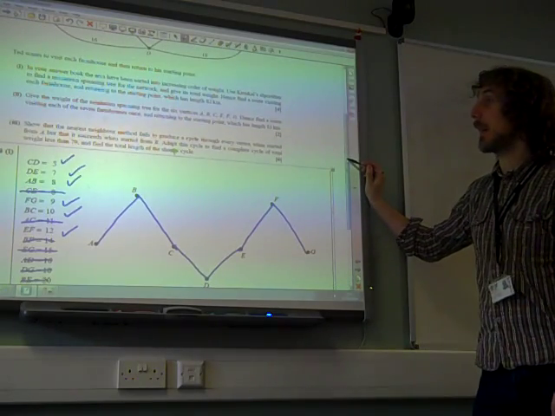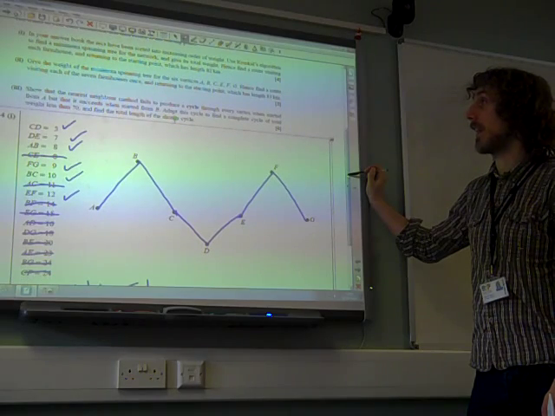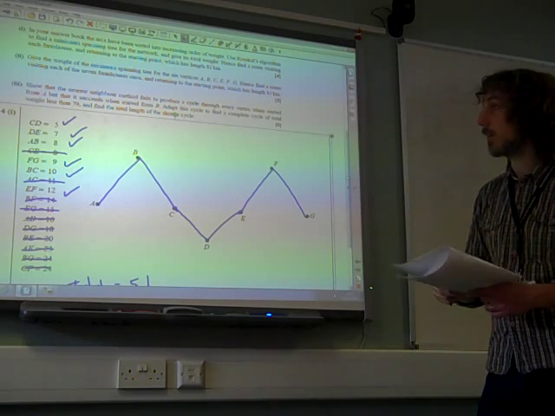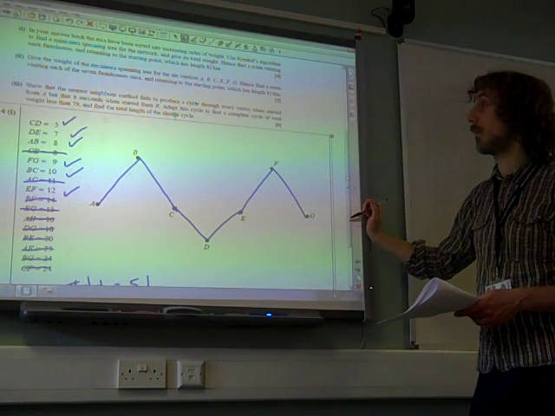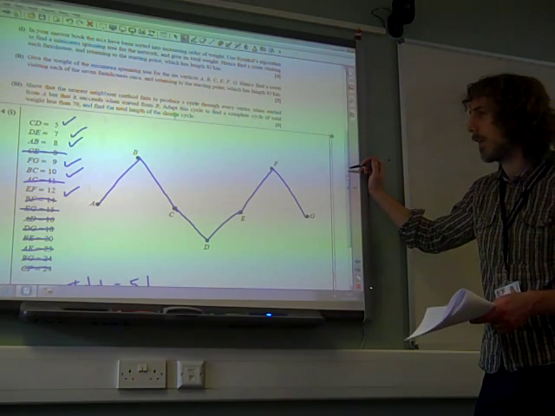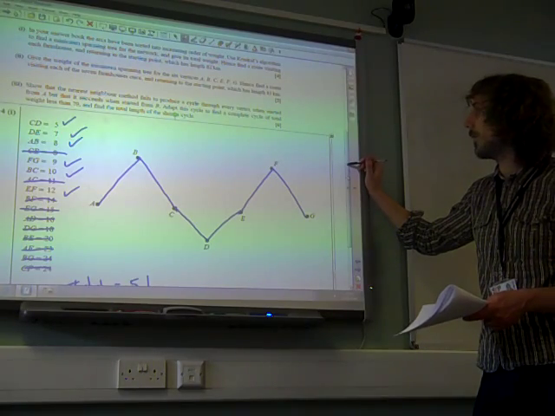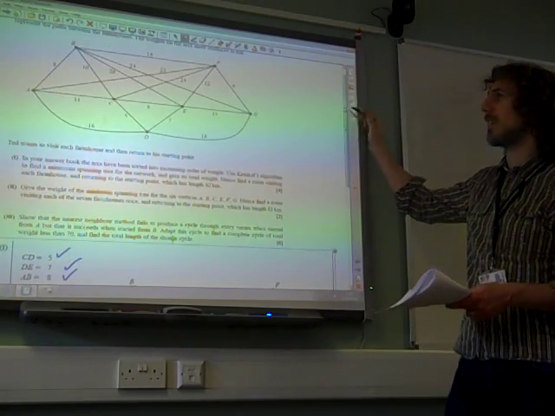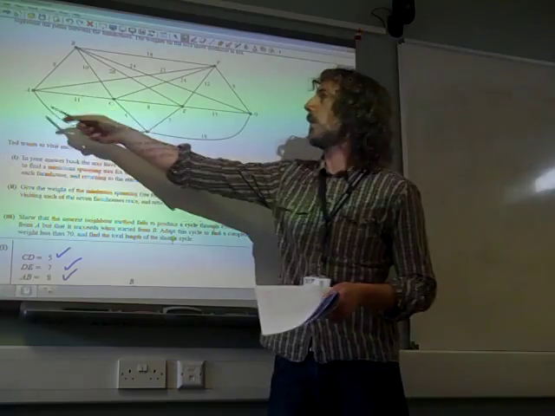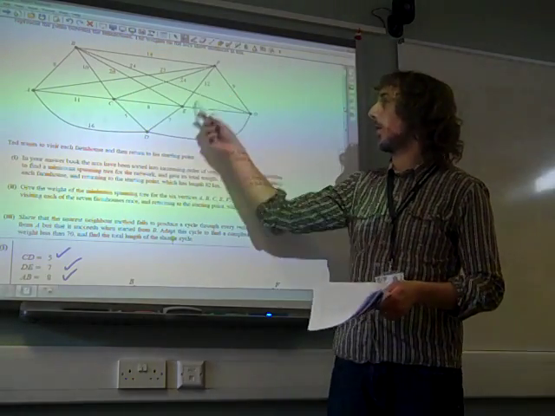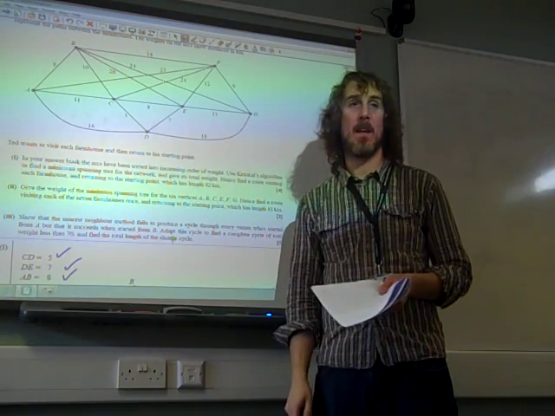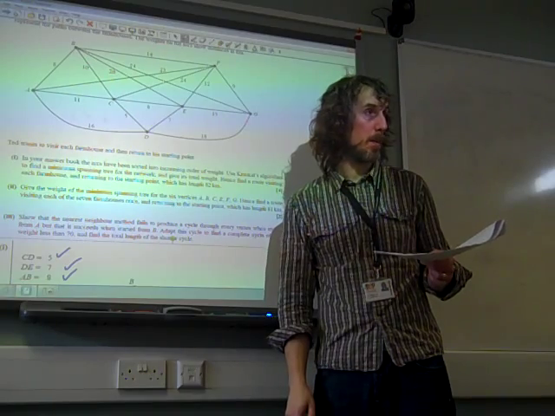Part 2. Give the weight of the minimum spanning tree for the 6 vertices A, B, C, E, F, G, and hence find a route visiting each of the 7 farmhouses once and returning to the starting point. Right. So actually what we changed here, we've missed out vertex D. If vertex D wasn't there, I think it's quite easy to see. The minimum spanning tree would just involve doing that. We've got this pattern already, but instead of C, D, E, we just go direct from C to E, and that would still give us the minimum spanning tree.